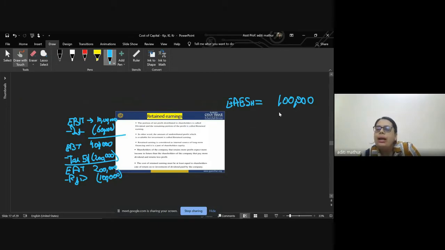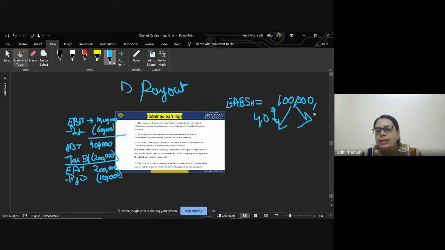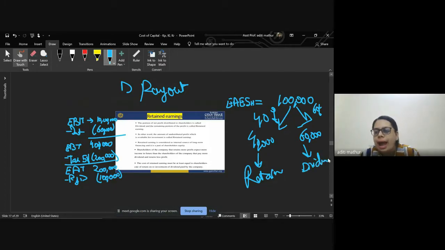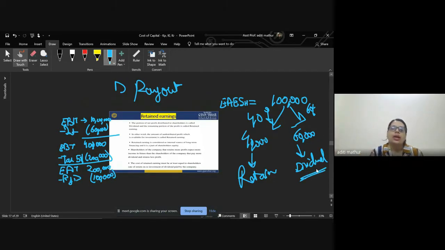Now the finance manager has a decision to make, that is the dividend payout. How much dividend is to be paid and how much money is to be retained. That means he will segregate this earning into two parts. Let us assume 40, 60. That means he is going to retain 40,000 and distribute 60,000 as dividend to the shareholders.